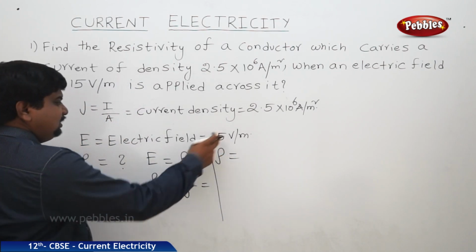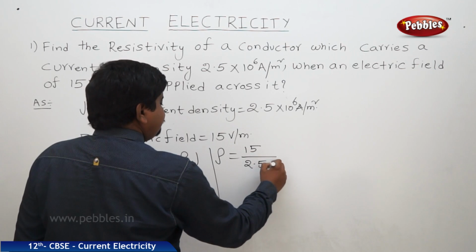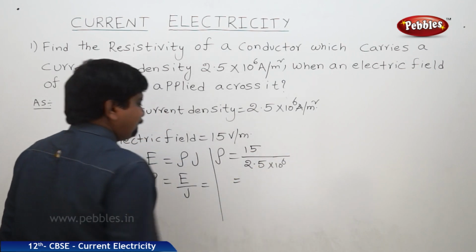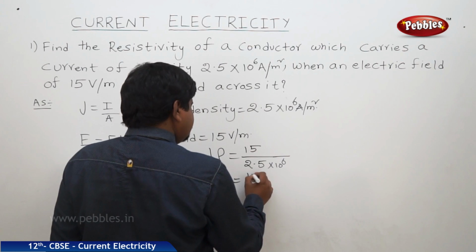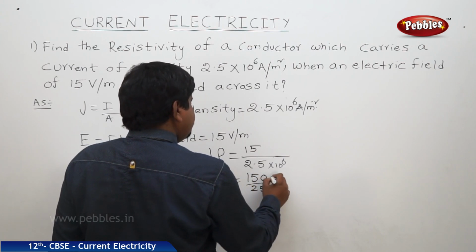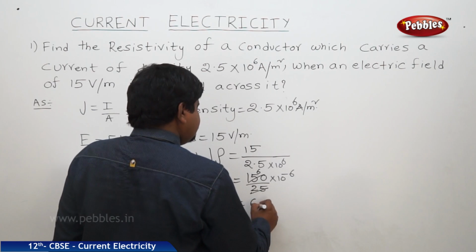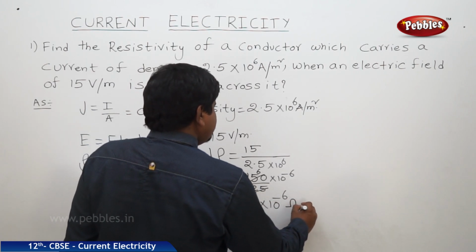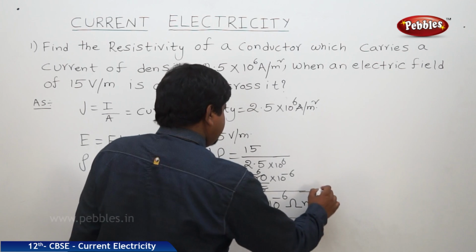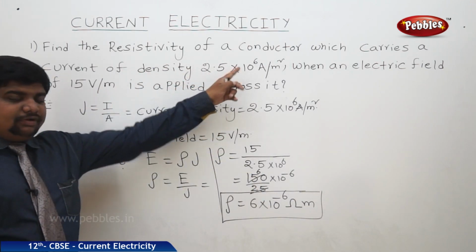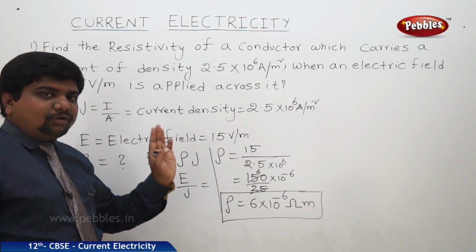Rho is equal to, what is the E value? 15. What is the J value? 2.5 into 10 to the power of 6. Therefore, 15 by 2.5, so we can write it as 150 by 25 into 10 to the power of minus 6. It is 6 into 10 to the power of minus 6 ohm meter. So this much is the resistivity of a conducting wire where its current density is 2.5 into 10 to the power of 6 ampere per meter square when an electric field of 15 volts per meter is applied across it.